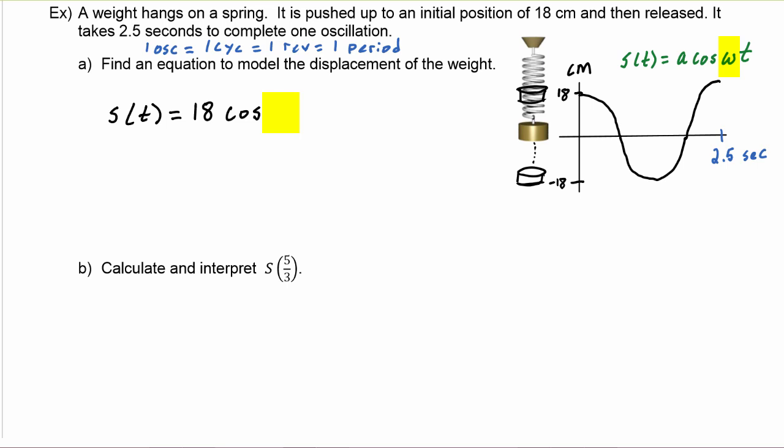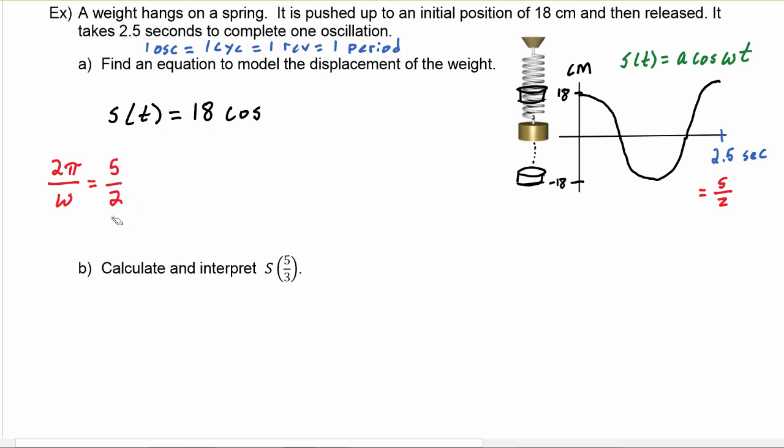And we know that to figure out omega, we use the period. And we know the period is 2 pi over omega. And we have to set that equal to 2.5, or I think I would rather write this as a fraction. So if this is 2.5, I know that's the same as 5 halves. So we'll call it 5 halves over here in our equation.